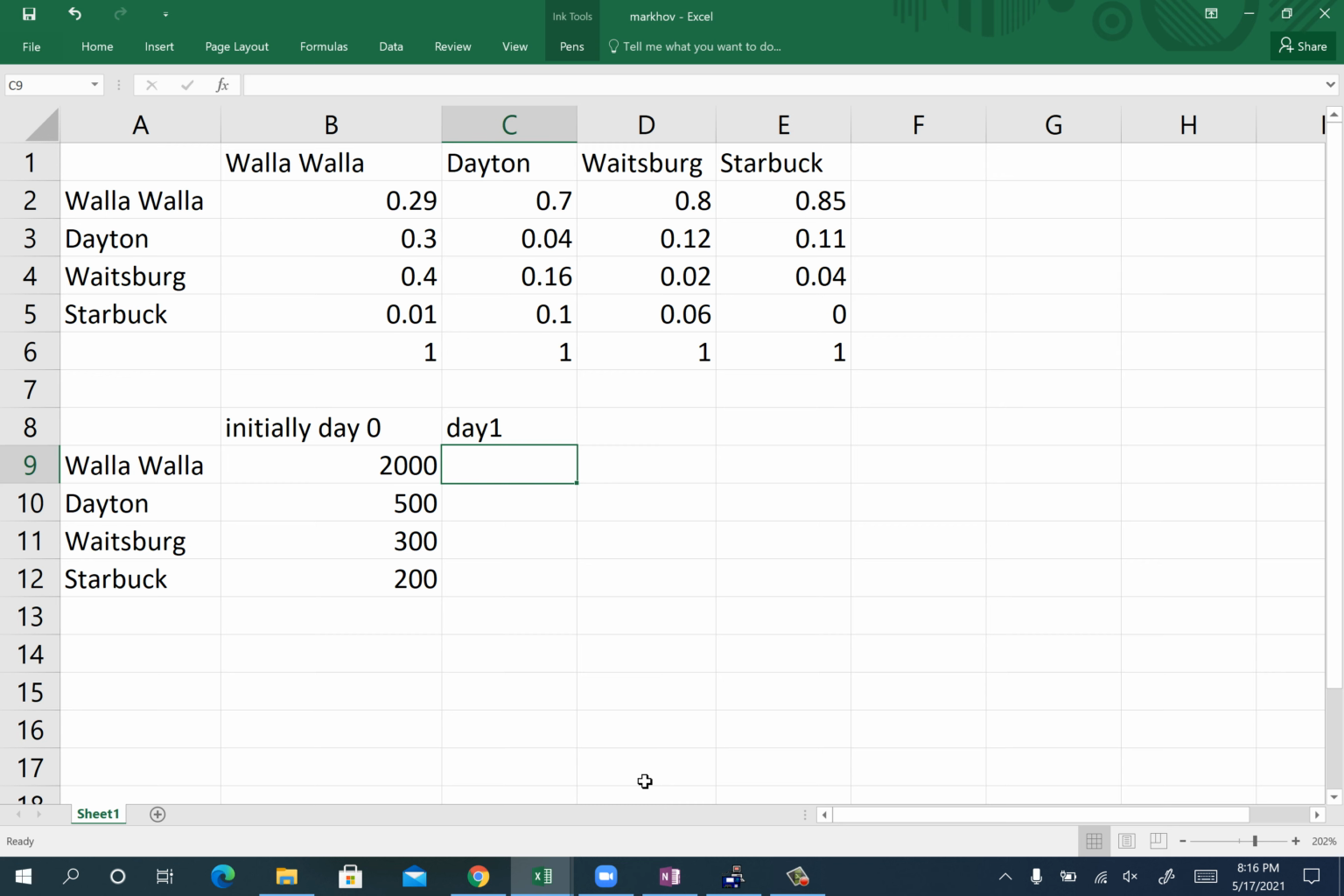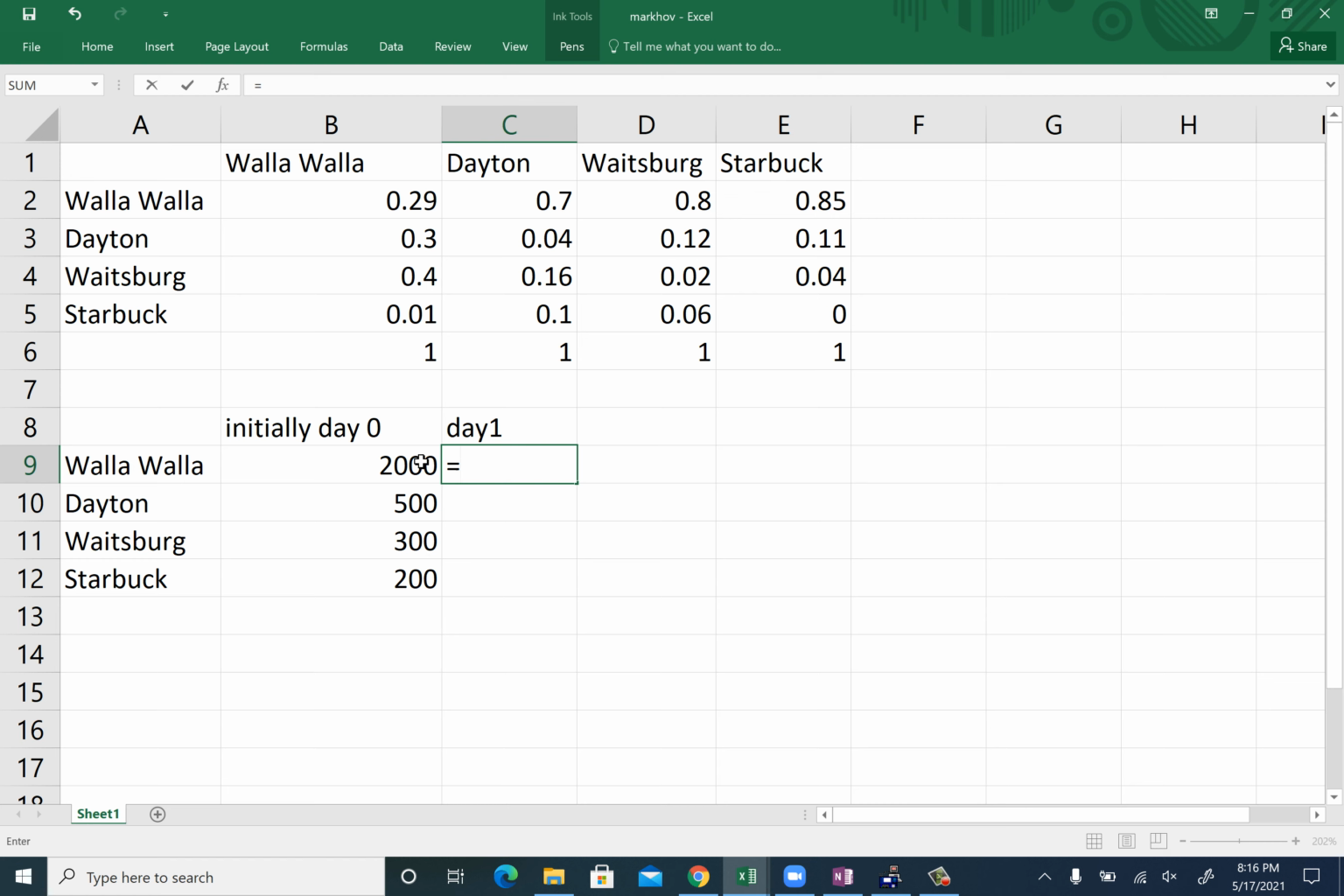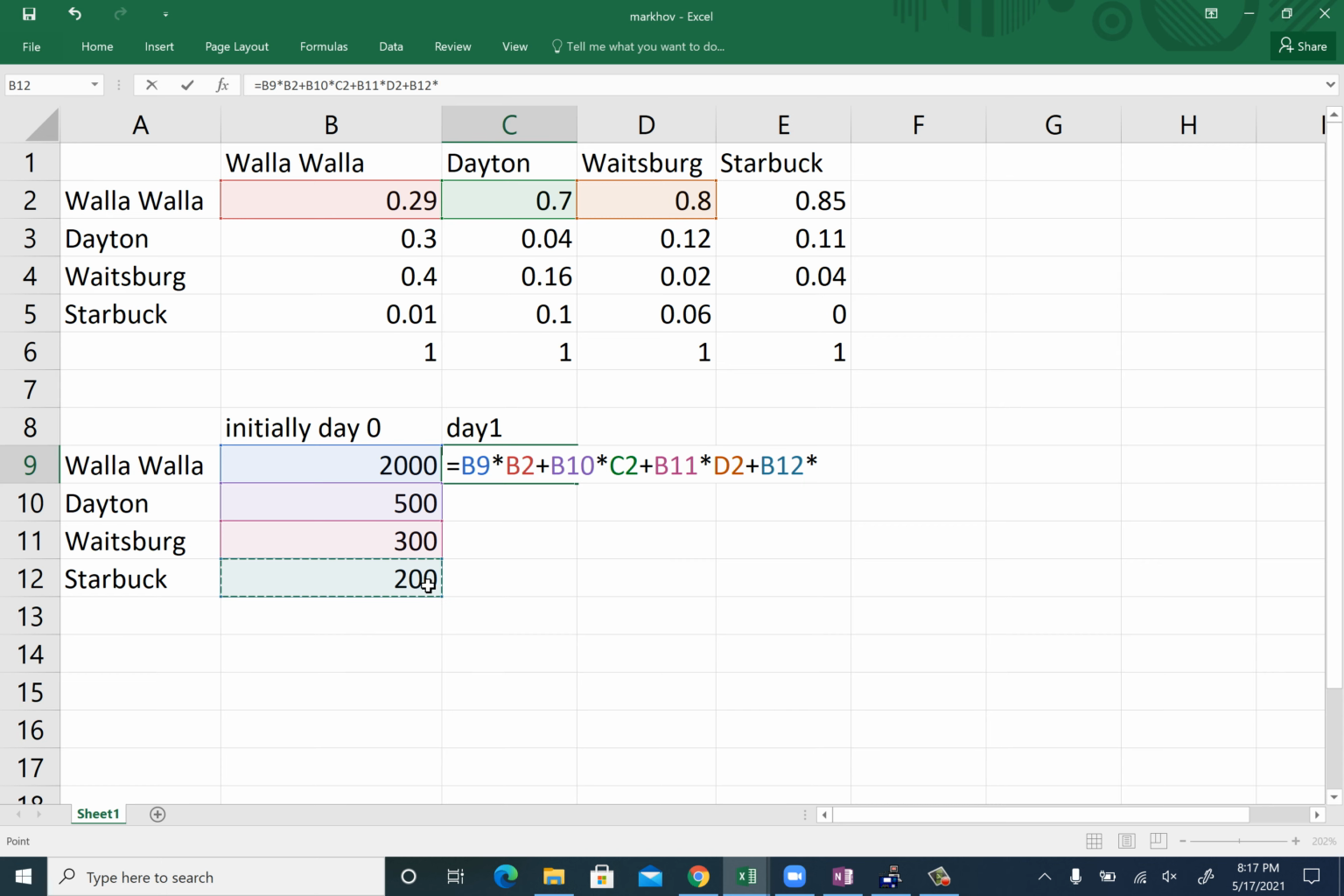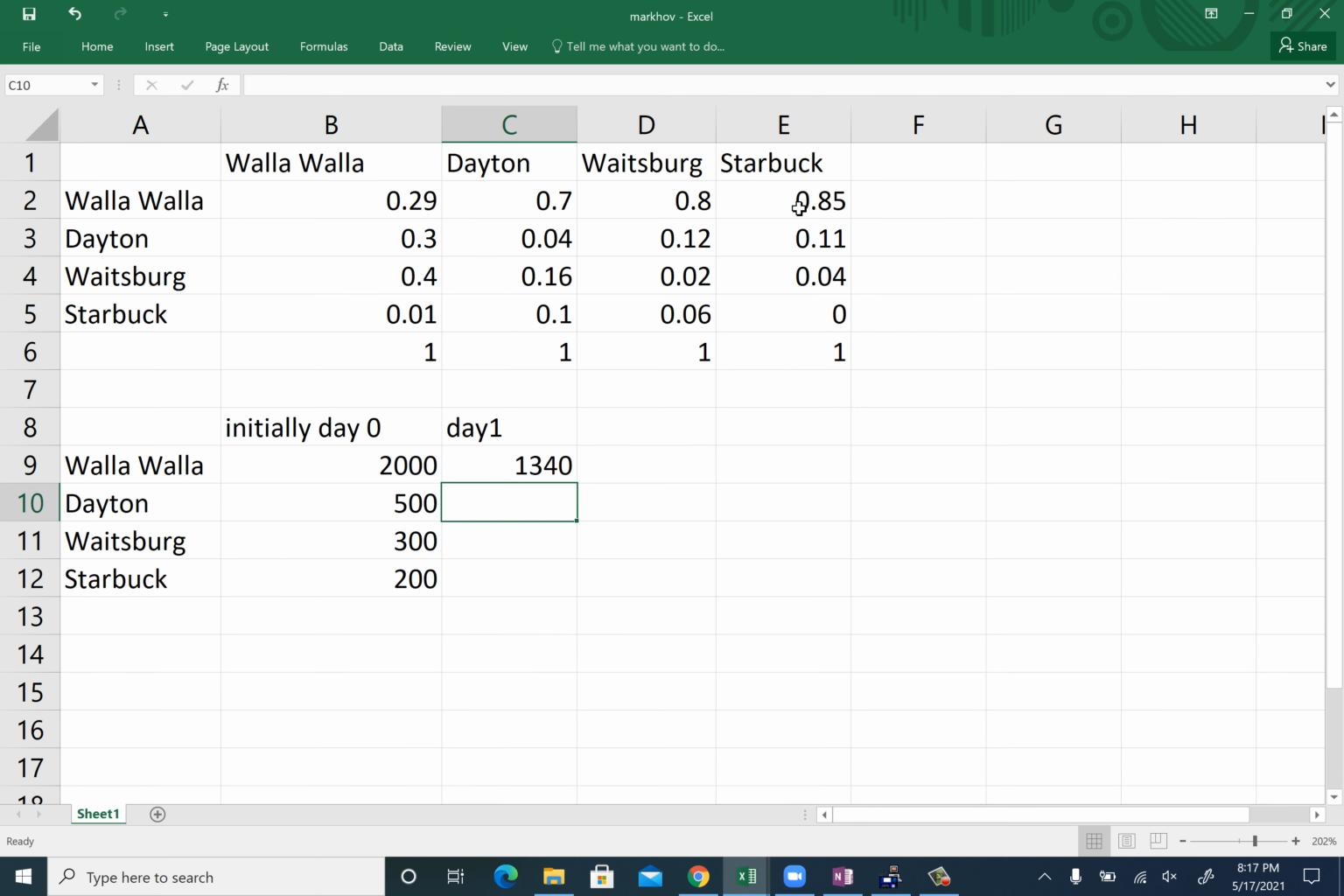All right, so listen. If you are going to end up in Walla Walla on day 1, you either were in Walla Walla the previous day and finished in Walla Walla, or you were in Dayton and you finished in Walla Walla, or you were in Waitsburg and you finished in Walla Walla, or you were in Starbuck and you finished in Walla Walla. Good Lord, that is the correct answer. I don't know what took me so long to get there, but whatever.